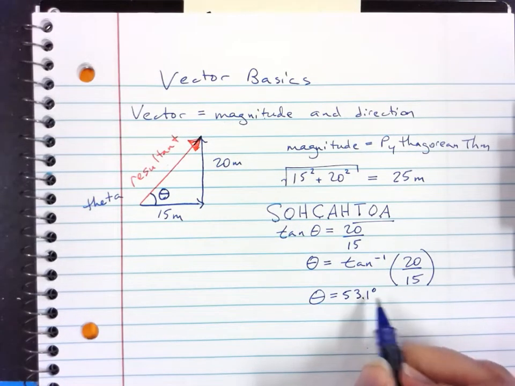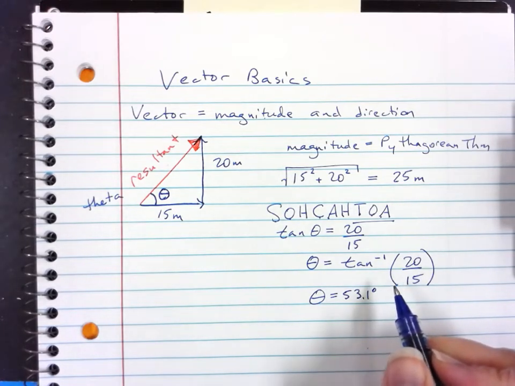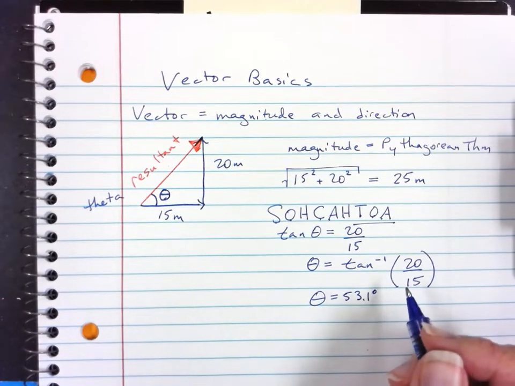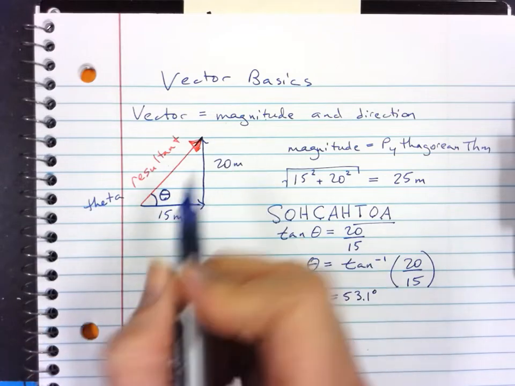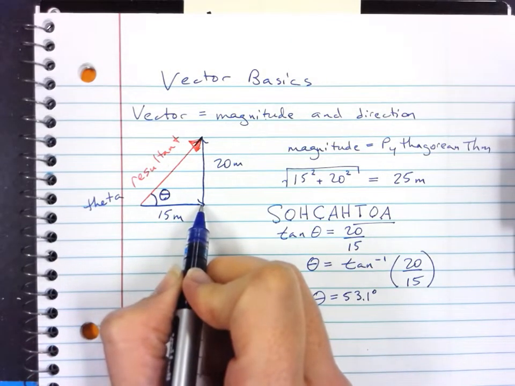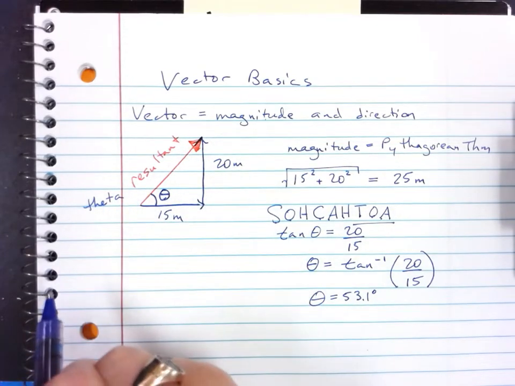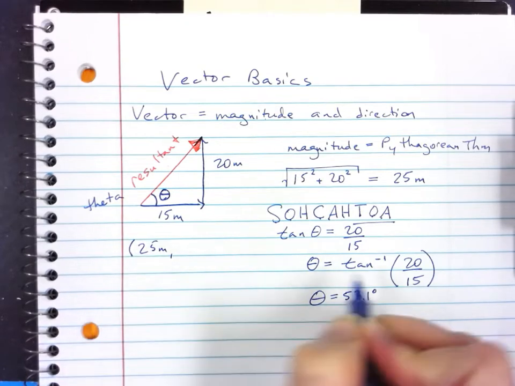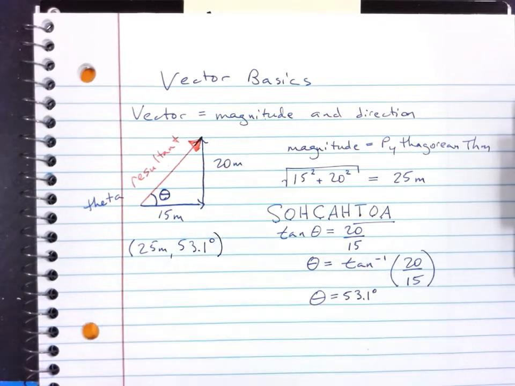You're only going to get that if you're in degree mode. Please be in degree mode for the vast majority of this class. You'll use radians in pre-cal. We are once going to use radians in here, but most of the time we're going to use degrees. So to finish this problem, if this person walked 15 meters east and 20 meters north, the shortcut, the resultant, would have been to walk 25 meters at 53.1 degrees north of east.